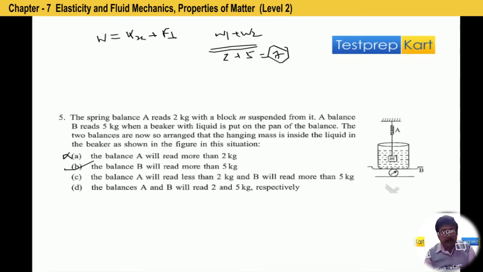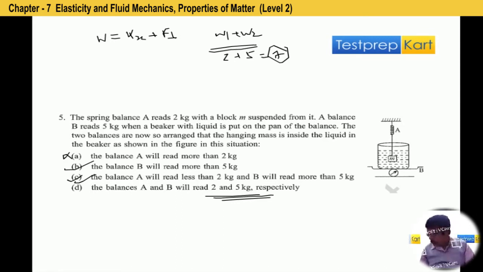The balance A will read less than 2 kg and B will read more than 5 kg. It is also true. And the balance A and B will read 2 and 5 kg respectively. It is not possible, because just watch the picture. In the picture, what happened? The spring balance A reads 2 kg with a block suspended from it. So in that case, the two balances are not so arranged that the hanging mass is inside the liquid.